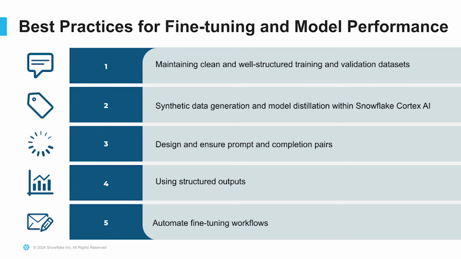So overall, here are some best practices and techniques for performance. Number one, we want to maintain clean and well-structured training and validation data sets because it's essential to avoid issues like overfitting or catastrophic forgetting. You want to limit epochs and batch sizes based on your data size and compute capacity to ensure efficient training. We also have synthetic data generation and model distillation within Snowflake Cortex AI, which can help create smaller, efficient models from fine-tuned larger models to reduce inference costs.